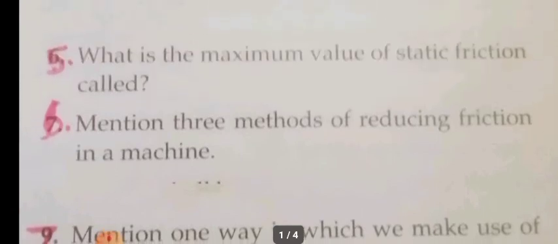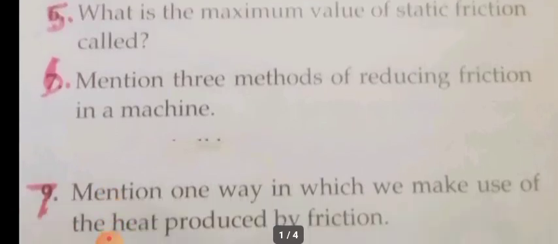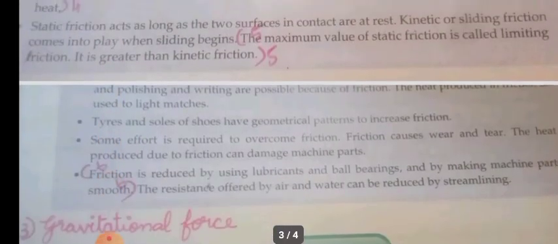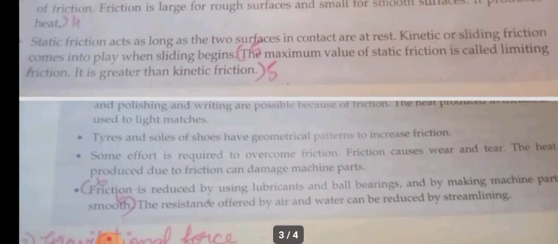Okay. Now the next question, that is question number 6. Mention 3 methods of reducing friction in a machine. So how can we reduce friction in a machine? Friction is reduced by using lubricants, ball bearings, and making machine parts smooth. In our vehicles we use lubricants, no? And also ball bearings. In bicycles and all we use ball bearings. Similarly, the machine parts can also be made smoother so that friction can be reduced.